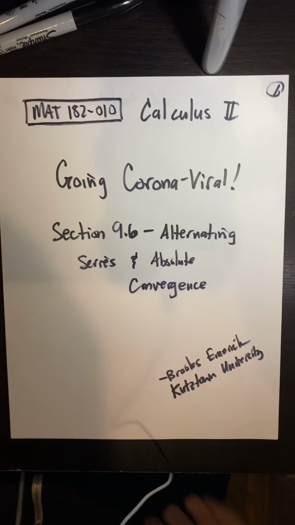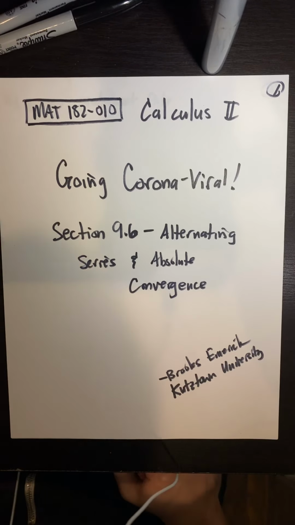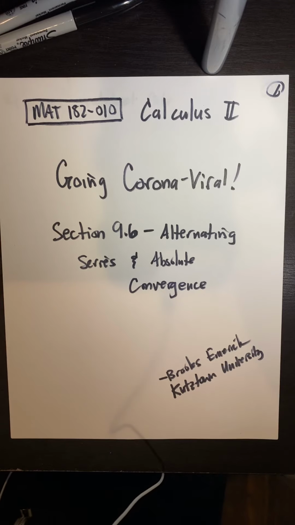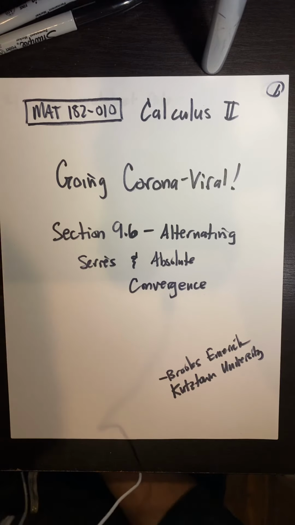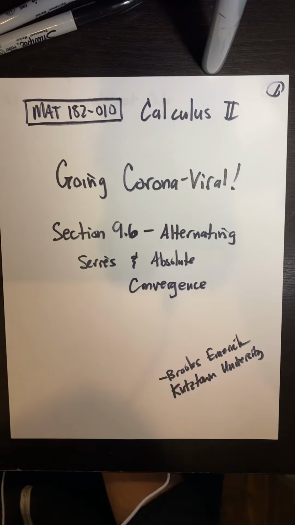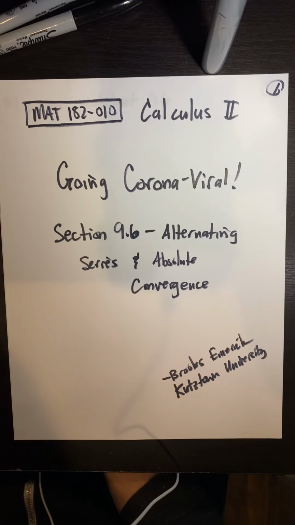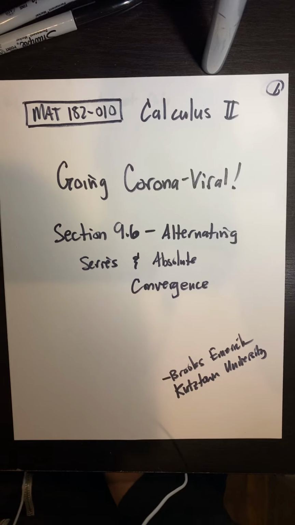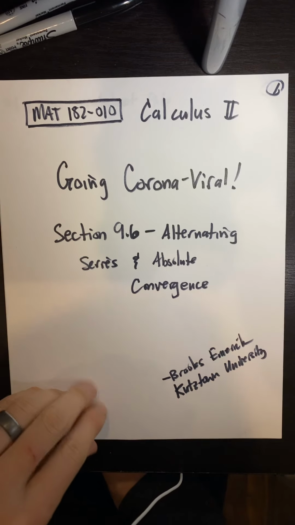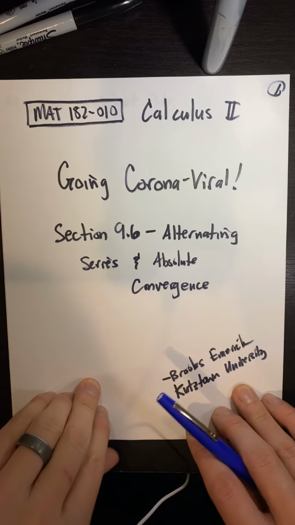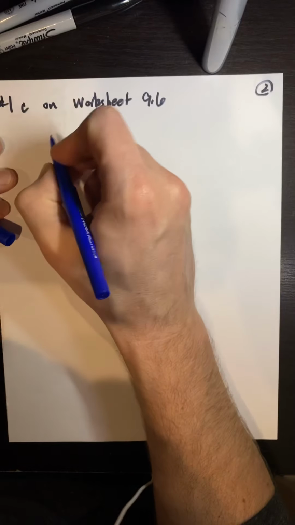Alright, in this video I'm going to go over section 9.6, which is all about alternating series and this thing called absolute convergence. So I'm just going to do a bunch of examples, one to show you how to do the alternating series test, and then a couple other ones on how to show something is either conditionally convergent or absolutely convergent. Alright, so first off, let's look at one from the worksheet. This is number 1C on worksheet 9.6.